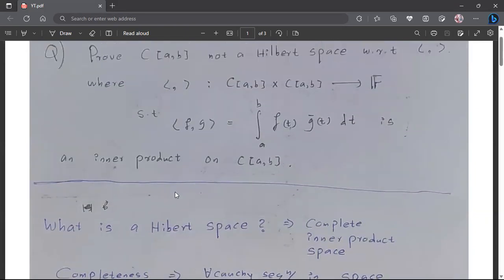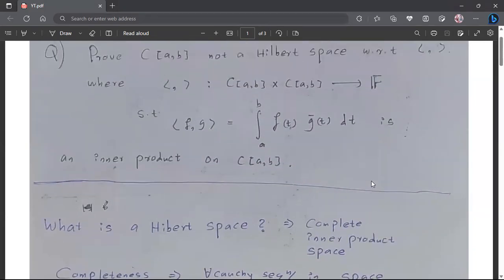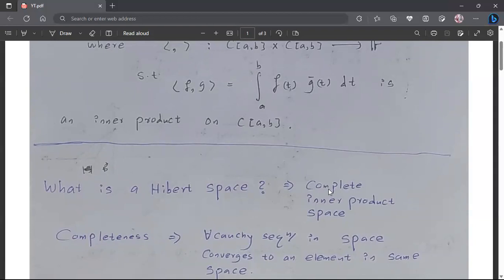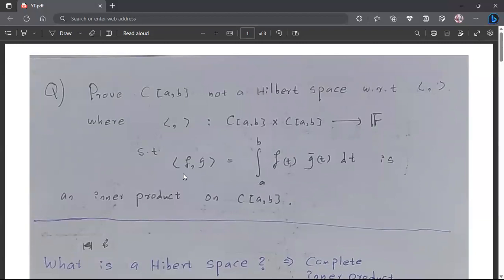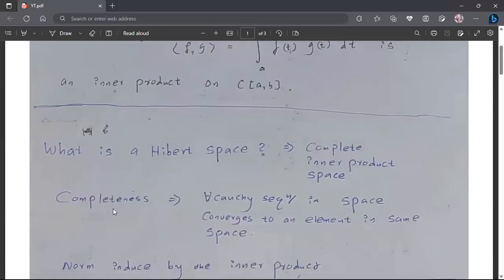So if the space is not a Hilbert space, then it should be incomplete with respect to the given norm, or we can find that the inner product defined on the space is not a well-defined function. But in this question the inner product is well defined, which they gave us in the question. So in this question we are trying to attack the completeness part of the space. So again, what does this completeness mean?